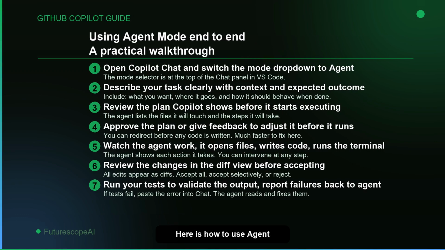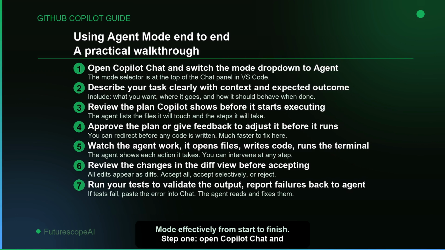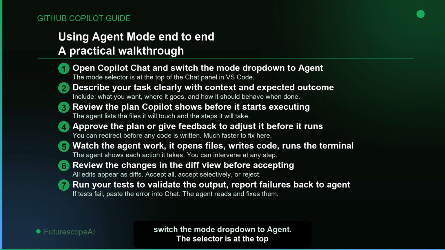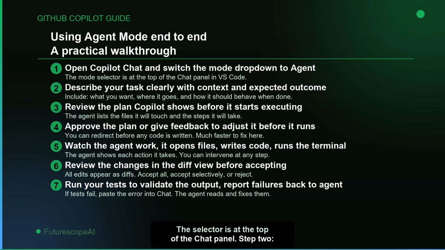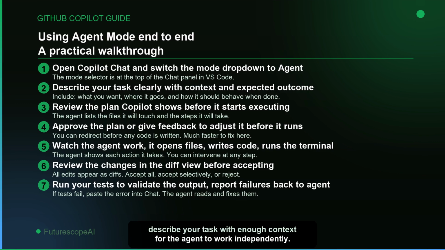Here is how to use Agent Mode effectively from start to finish. Step 1. Open Copilot Chat and switch the mode drop-down to Agent. The selector is at the top of the chat panel. Step 2. Describe your task with enough context for the agent to work independently. Include what you want to build, where in the codebase it belongs, and how it should behave when complete.